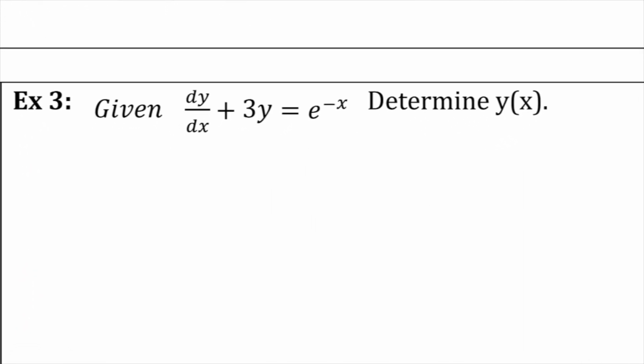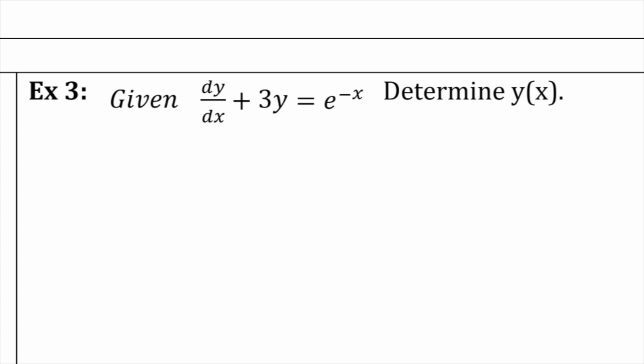Let's look at number 3. Is number 3 a first order linear differential equation? I believe it is. And what do we know? We know that p of x is equal to 3, and that q of x is equal to e to the negative x. So our integrating factor, u of x, is equal to e to the integral of our p of x dx, which gives us a nice little e to the 3x. Now we're going to multiply everything by e to the 3x.